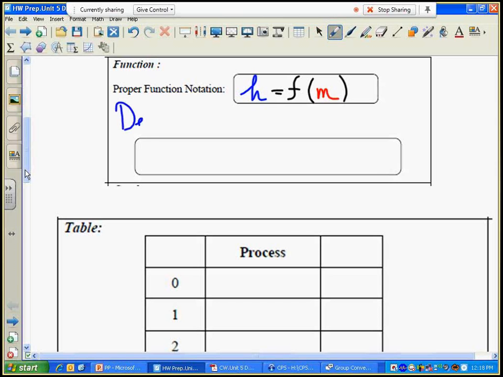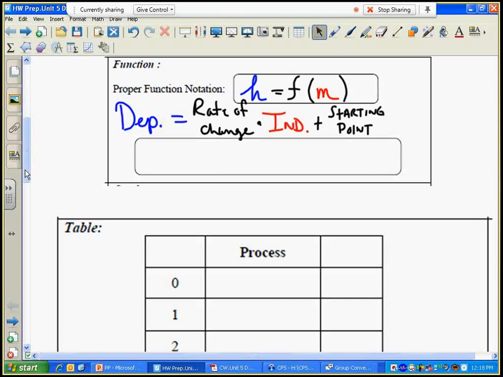The basic template of your equations is going to be the dependent variable is going to equal the rate of change. Write this down, please. Times the independent variable plus a starting point. Now, as we look back at the verbal description, we can begin to plug in the values that we know here.